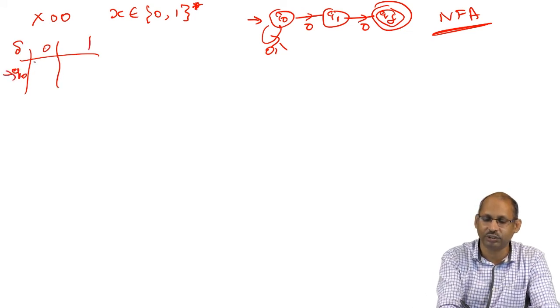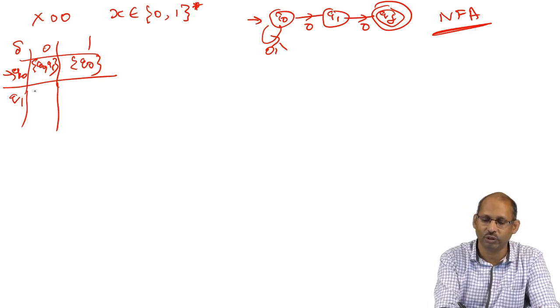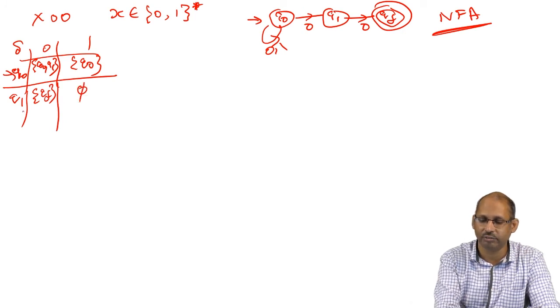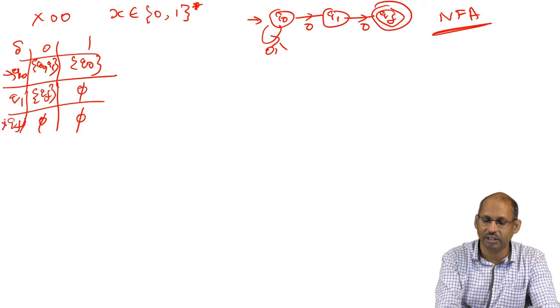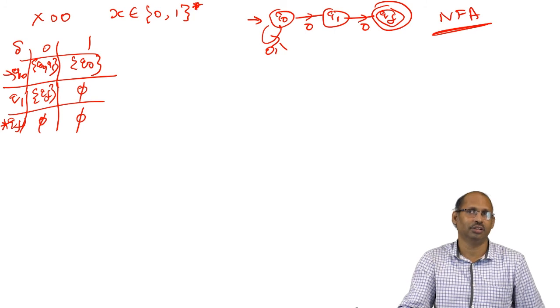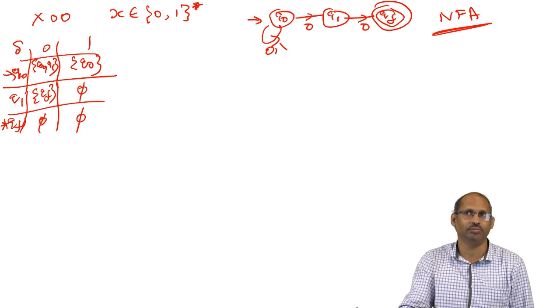Q0 on 0 is Q0 and Q1. Q0 on 1 is simply Q0. Right? Then Q1 on 0 is QF. Q1 on 1 is phi. Now, QF on 0 is phi, and QF on 1 is phi, where QF is the final state. So this is the transition table.